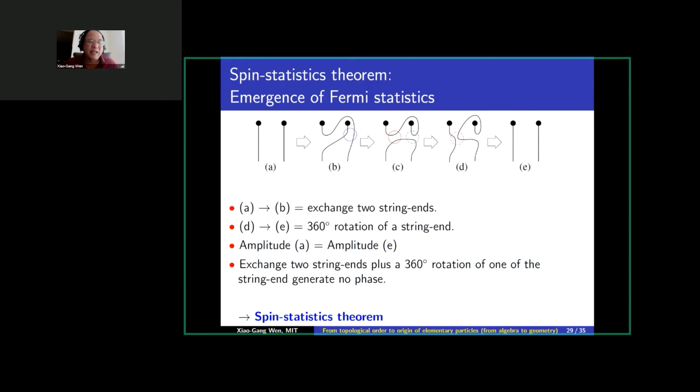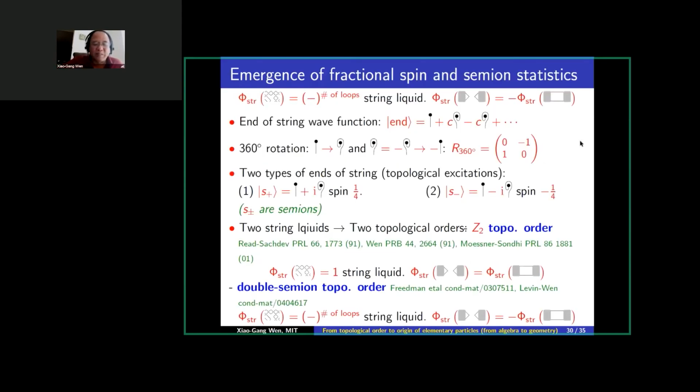So from here we can see some kind of magic. That is, once we have long-range entanglement, from a qubit ocean, we can have something like fractional angular momentum or a projective representation of a rotation group, and Fermi statistics, or some kind of non-trivial representation of a braid group, would appear from this long-range entanglement in the qubit ocean. Actually, we can get even more. So let me skip it.